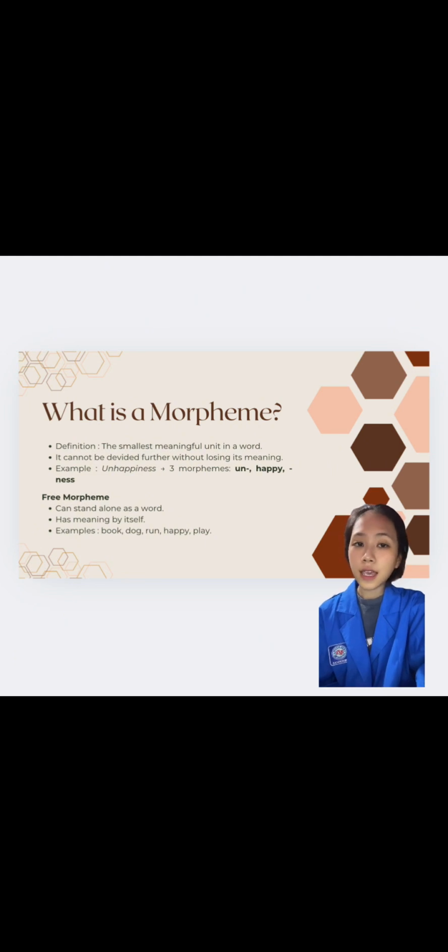For the next slide is free morpheme. A free morpheme is a word that can stand alone. It already has meaning by itself. For example, it's book, dog, run, happy, and play. Each of these can be a complete word in a sentence.